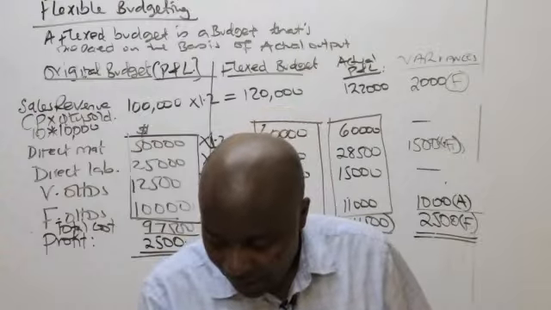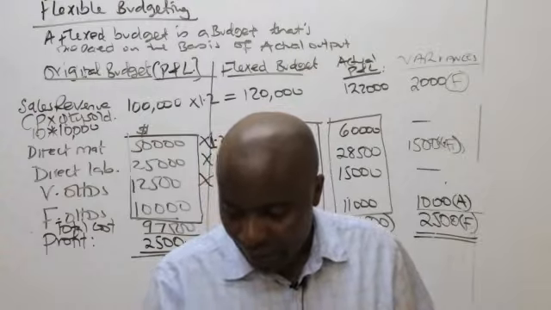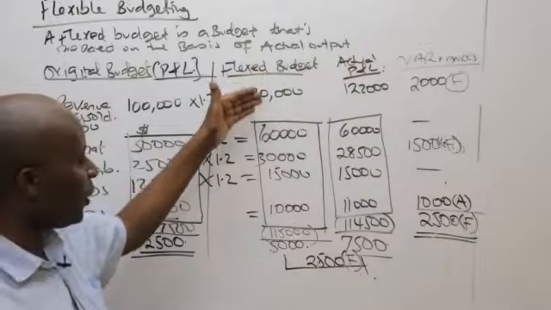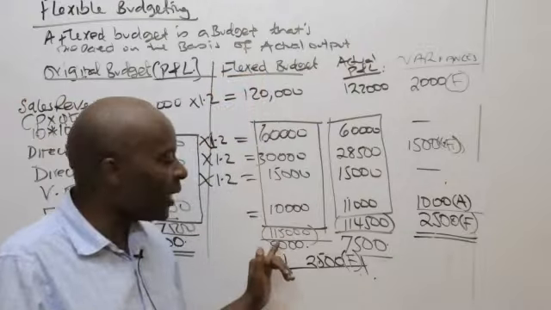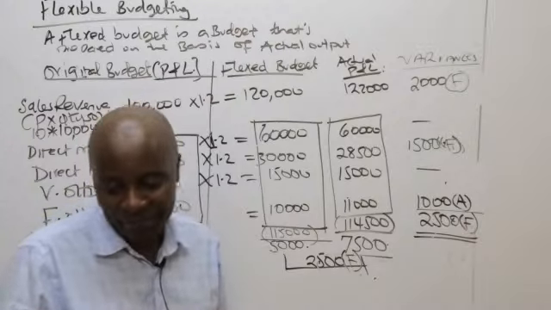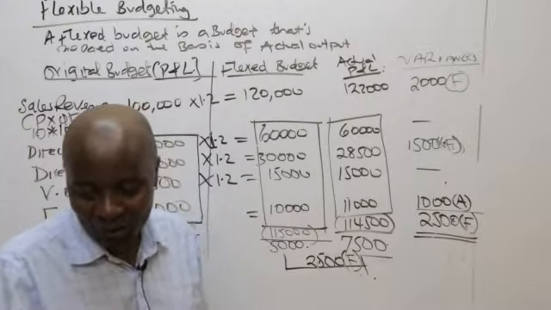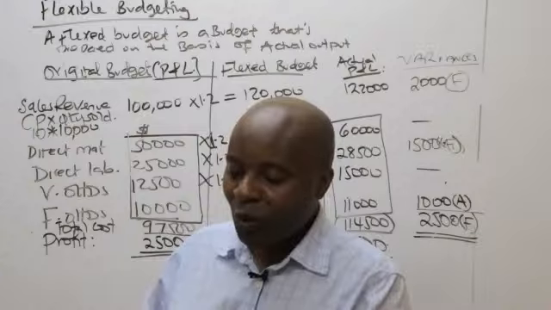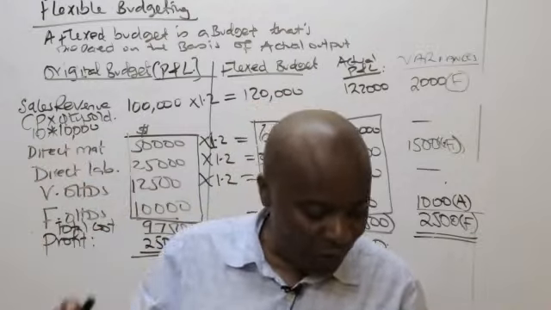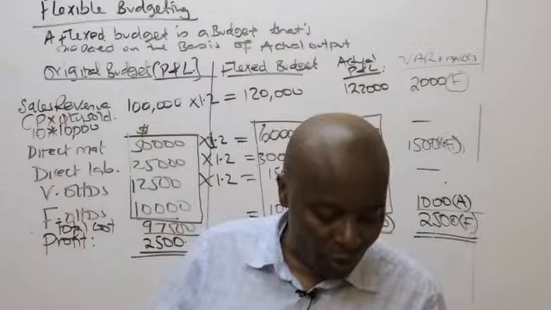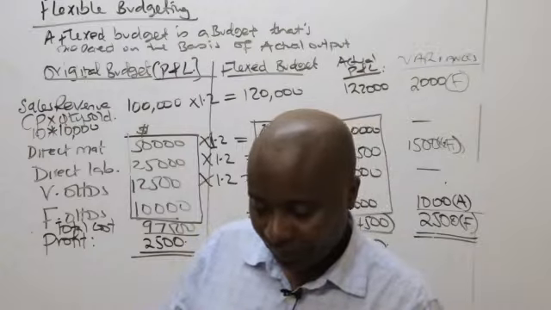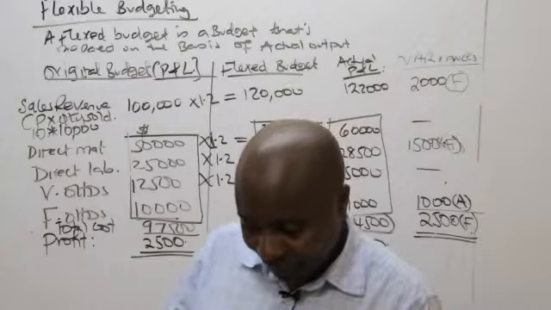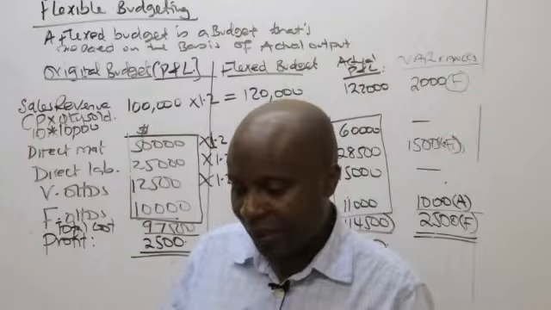A student, Millicent, is asking to explain further why 7,500 minus 5,000 becomes favorable. Look at this. This is the budgeted profit you expected, 5,000. But you ended up getting more, Millicent. Will you complain or will you be happy? You are budgeting to make a profit of 5,000, but you ended up making more profit. Will that be a disadvantage to you or an advantage to you? Thank you very much. Great.